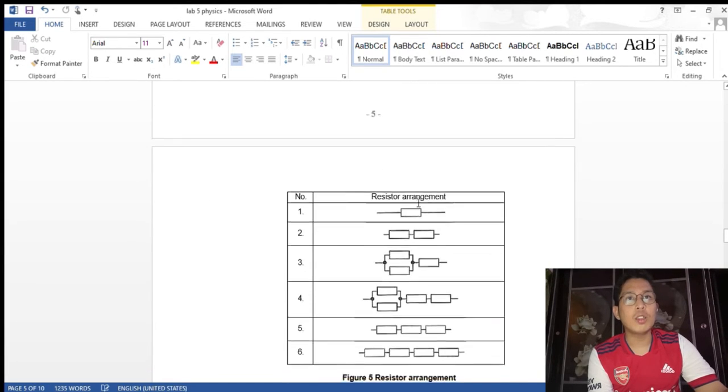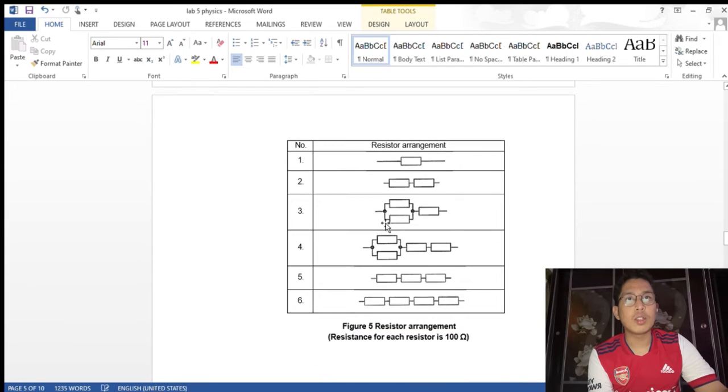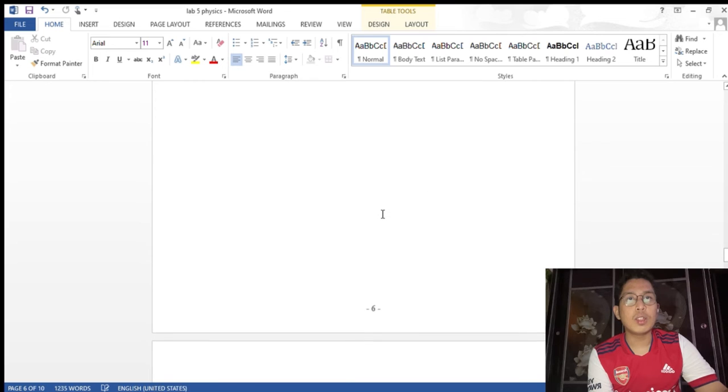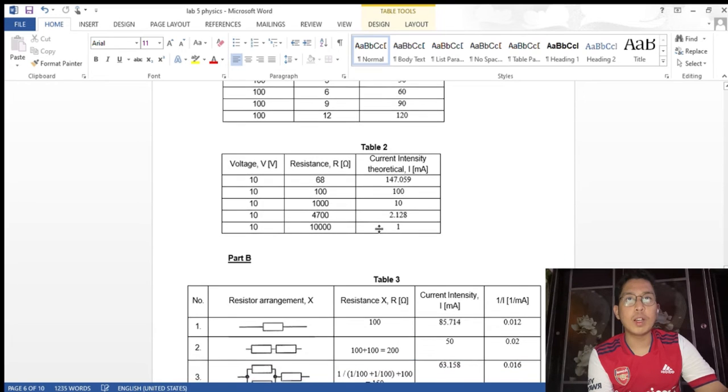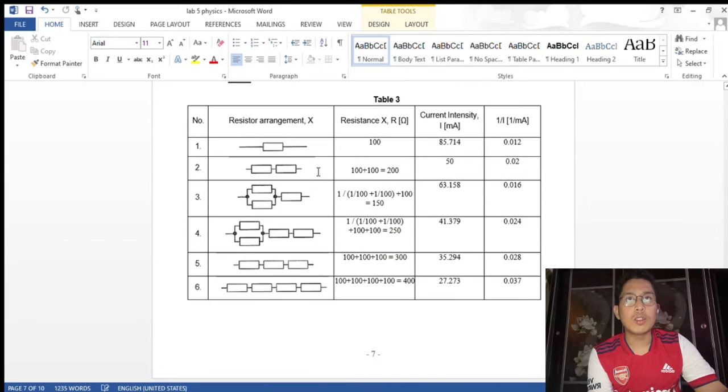So basically, we change the resistor into this resistor arrangement one by one. So we can see the result for part B. For the resistance arrangement that has one resistor, the total resistance is 100 ohm, and the current intensity measured is 85.714 milliampere, and the result of 1 over current intensity is 0.012.